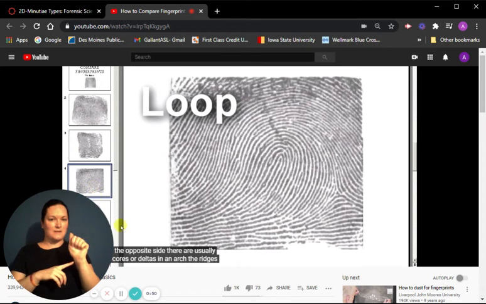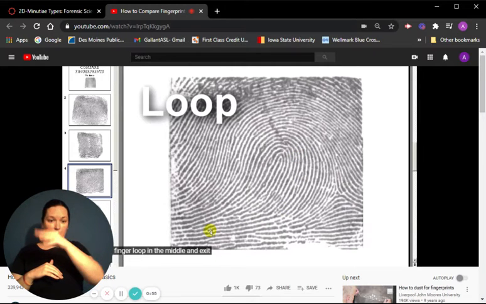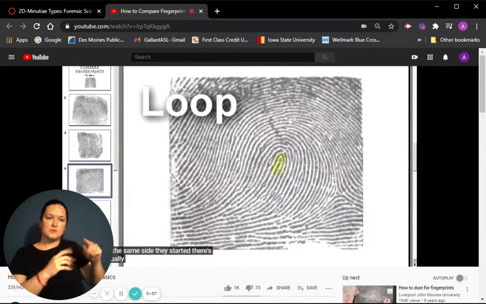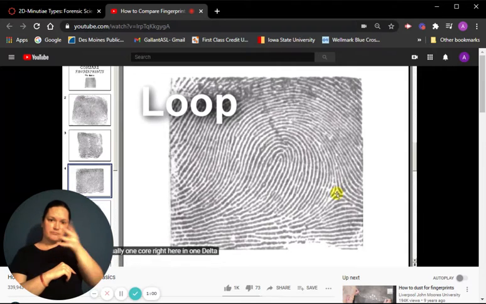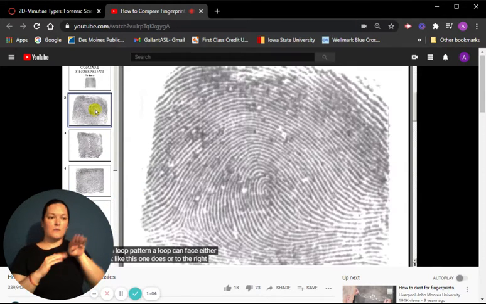The ridges in a loop pattern start on one side of the finger, loop in the middle, and exit on the same side they started. There's usually one core right here and one delta in the loop pattern. The loop can face either left, like this one does, or to the right, like this one.